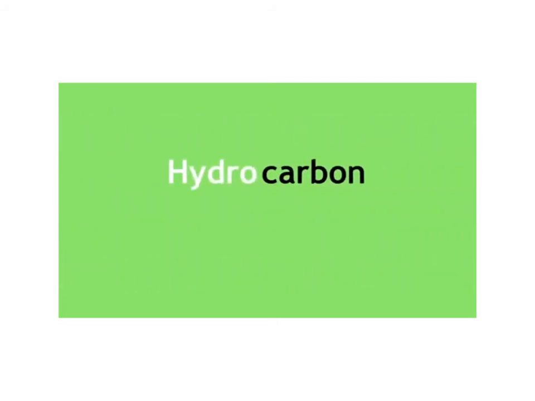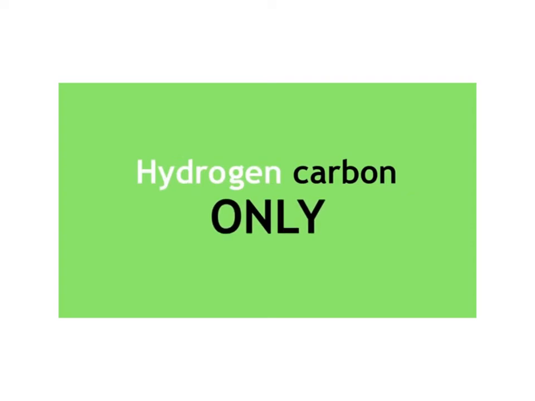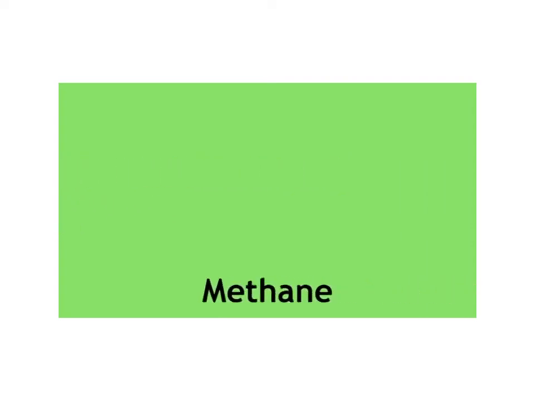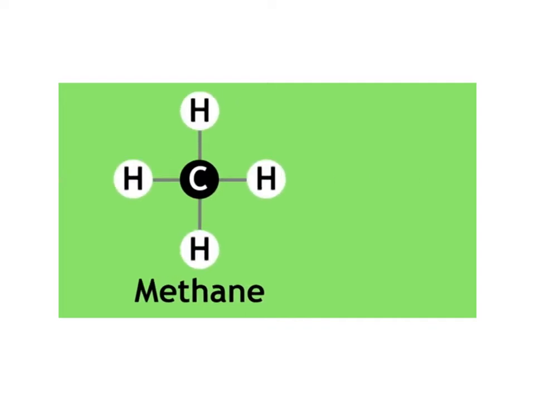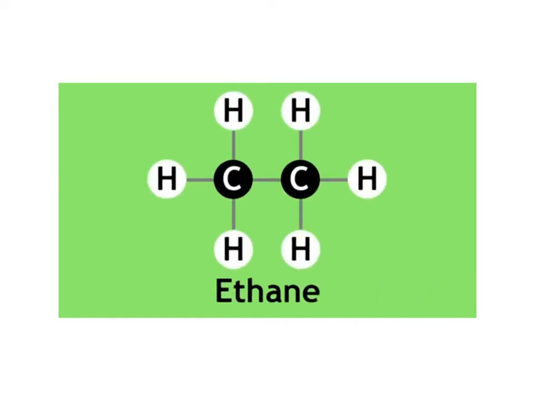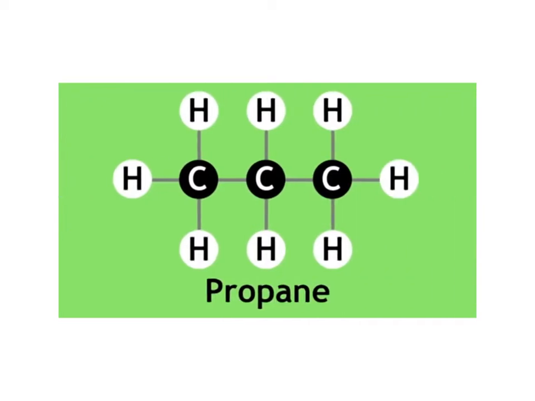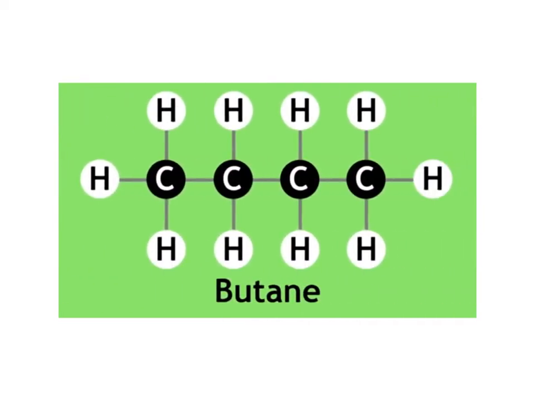Hydrocarbons are defined as compounds made of hydrogen and carbon only. The simplest hydrocarbon is methane. It consists of one carbon with 4 covalent bonds to hydrogen atoms. The next in the series has 2 carbon atoms, and this is called ethane, and is followed by propane and then butane, these being the names of the first 4 in the series of molecules called the alkanes.